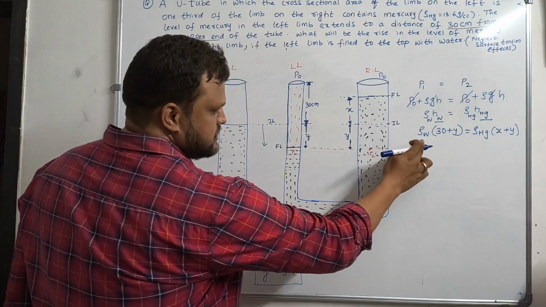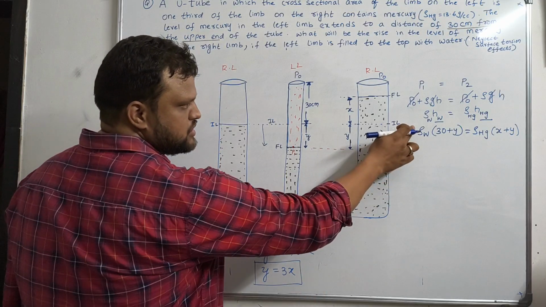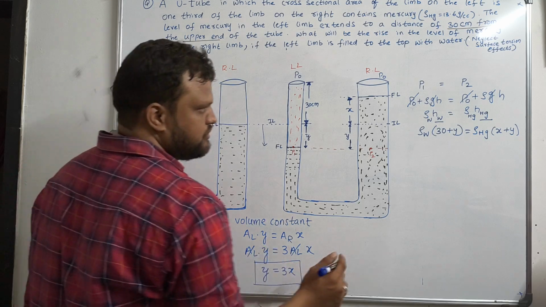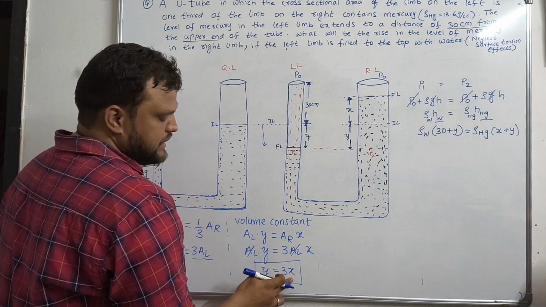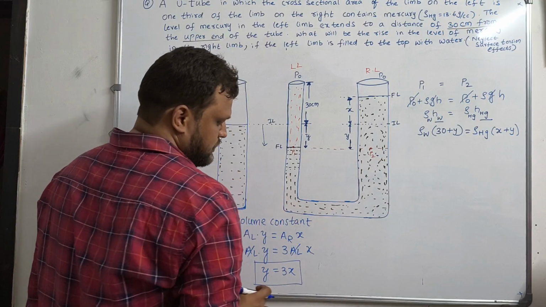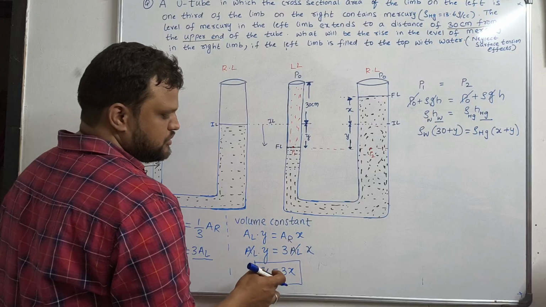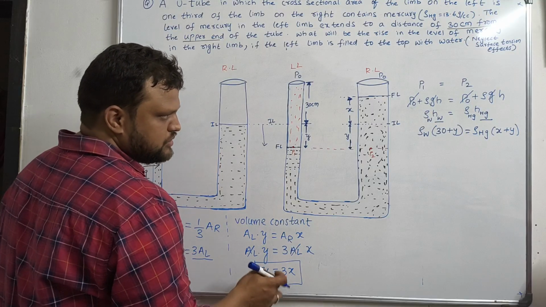So using this equation and this equation, there are two equations now to find out two unknowns. Now in place of y I will directly substitute 3x, or in place of x you can directly substitute y by 3. So now what I will do is in place of y I will substitute 3x.